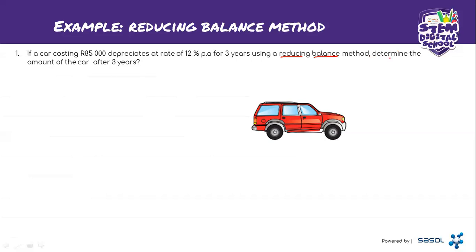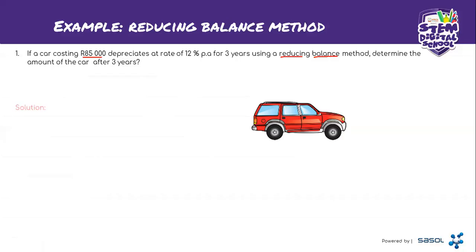Now the question says determine the amount of the car after 3 years. Meaning in this case, we are looking for what? Value of A. Because the car is costing 85,000 now, which is P, right?